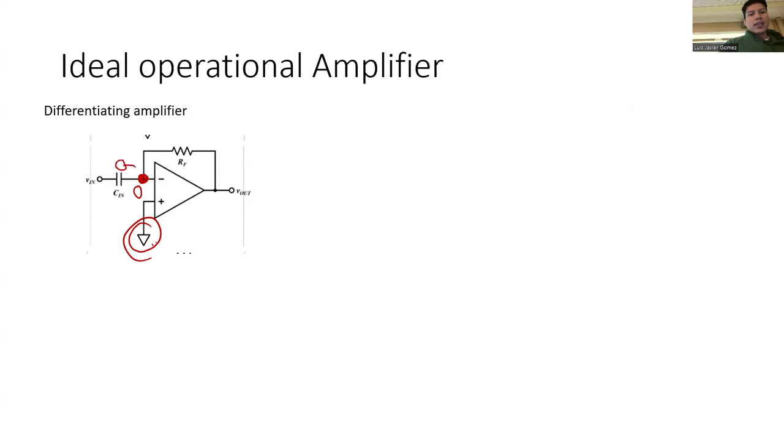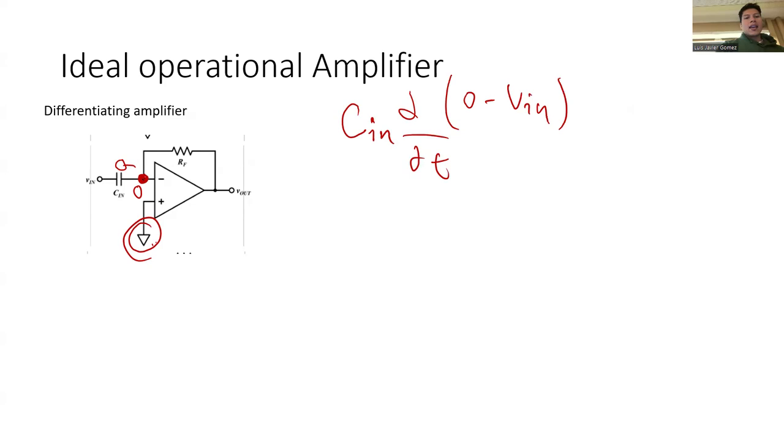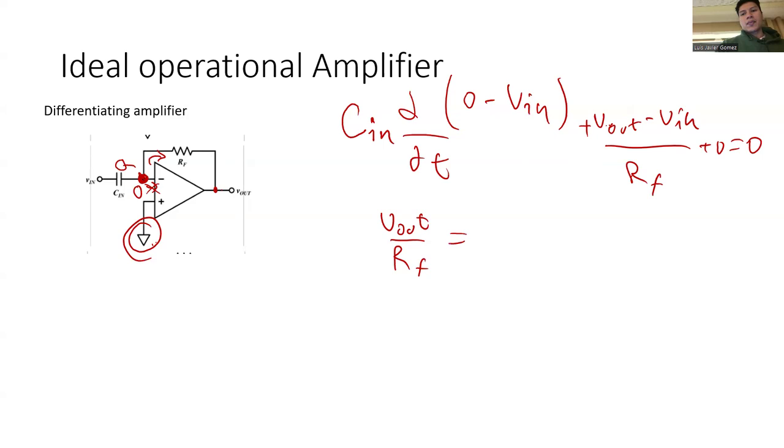So now, the current going this way is the capacitance C times d/dt of the voltage drop, which is zero minus Vin. Then the current going in this direction is just Vout minus Vin over Rf. And then there's no current going into this terminal, so that's plus zero, which should be equal to zero. Then we can solve for the gain. In this particular case, we have Vout over Rf equals Vin over Rf plus C d/dt of Vin.